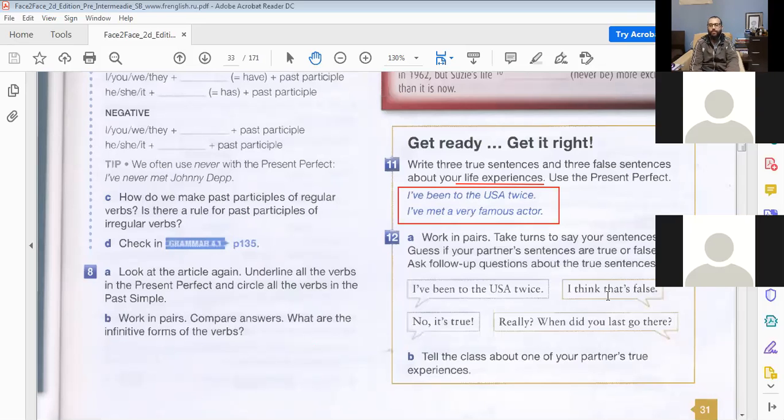Noha, would you like to share with us 4 sentences? 2 of them are true, 2 are false, but don't tell us which is which. Okay. I have met a very famous actor. Okay. And I have been to Egypt twice. Okay. And I have never driven a car. Driven, because it's the past participle. Yeah, I'm sorry.